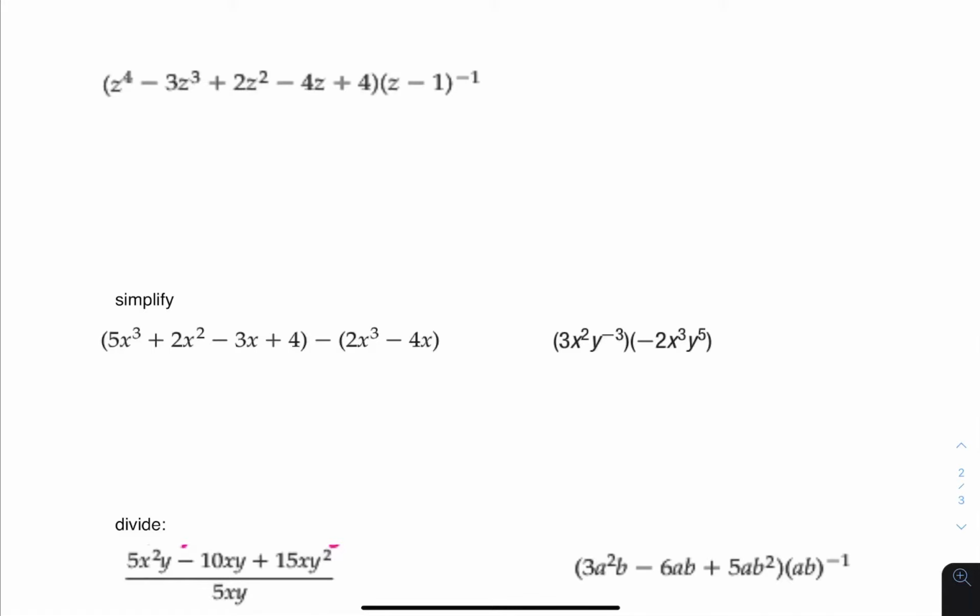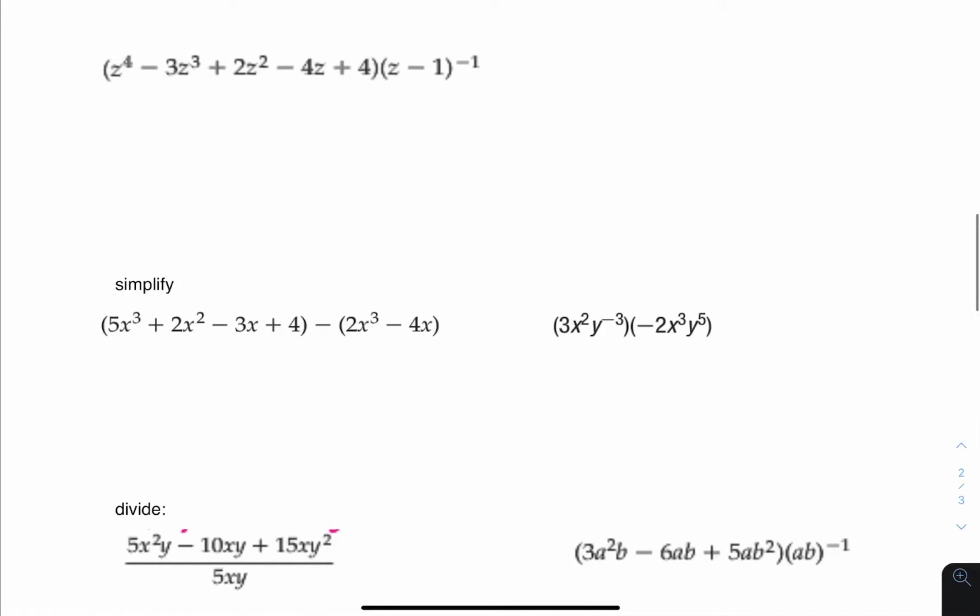This one. So let's see. I want to do this one. Synthetic is the easiest way to do it. It's a shortcut. So let's do synthetic. So I should go down order. So 4, 3, 2, 1, 0. Perfect. So let's put 1, coefficient, -3, 2, -4, 4.